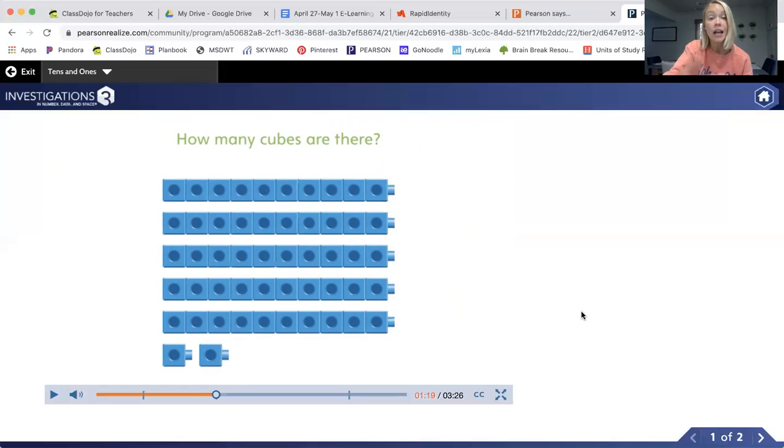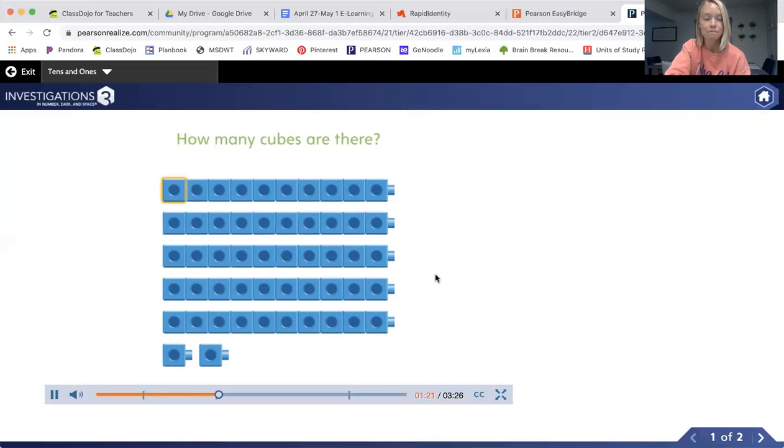Okay, so let's look at the cubes, and this time we notice that they are in towers. So we're not counting fingers, we're counting cubes and towers. So how would you count these? I think I would start by counting the tens just like they did last time. 10, 20, 30, 40, 50, and then I see that there's 2 extra. So now I need to count by ones. 51, 52. Let's see what they do.